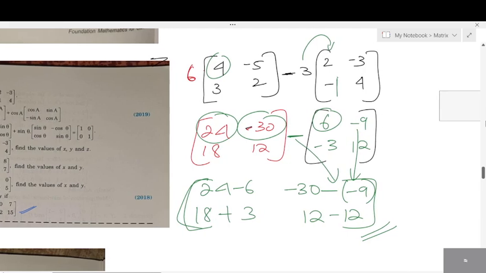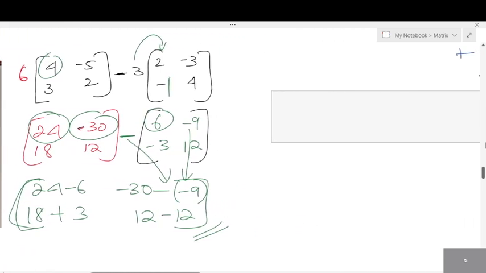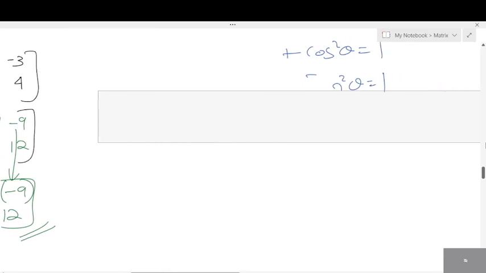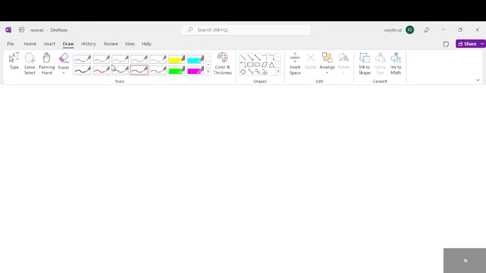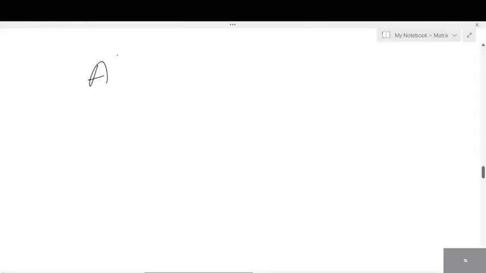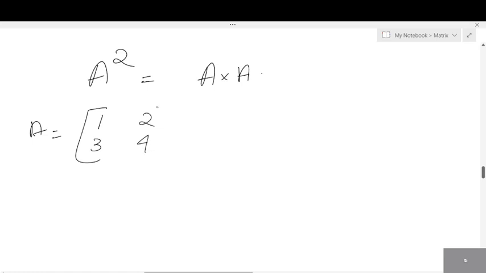Fine, now we'll start multiplicative matrix. This is the most important type. Most of your board exam questions are related to multiplicative matrix. Multiplicative matrix is nothing but, if I write A square, how many times is A multiplied? A is multiplied twice. Now I'll write the value of A as 1, 2, 3, 4. So the meaning of multiplicative matrix is we multiply the matrix twice, students.